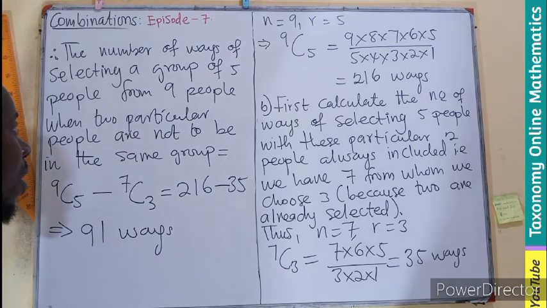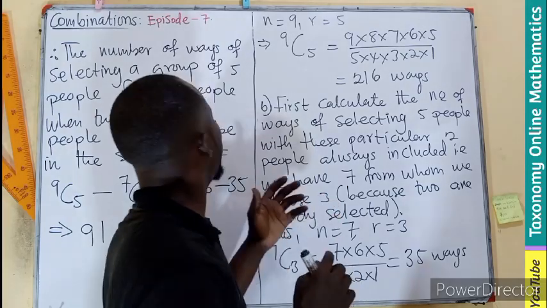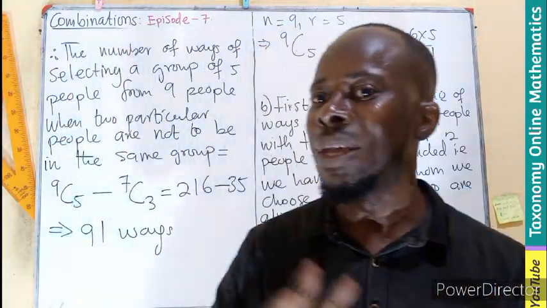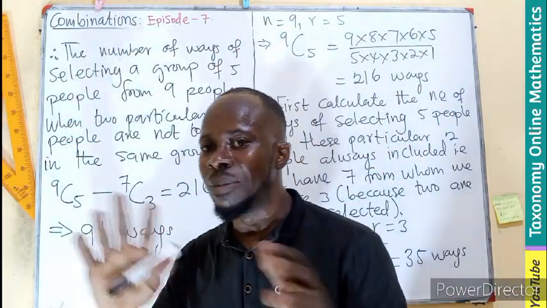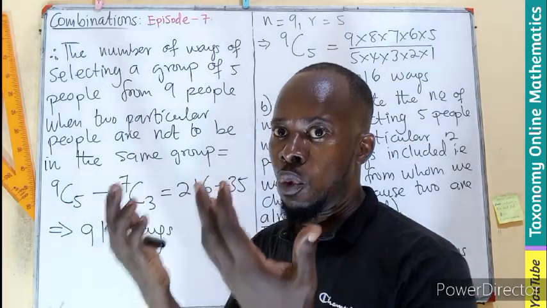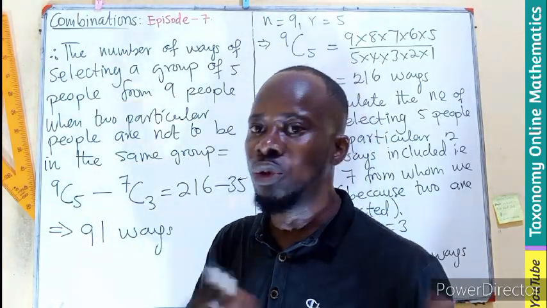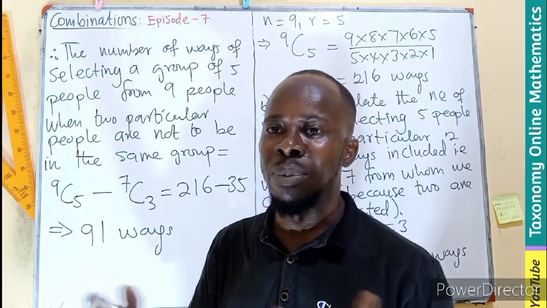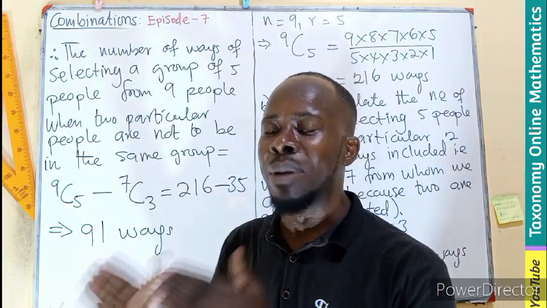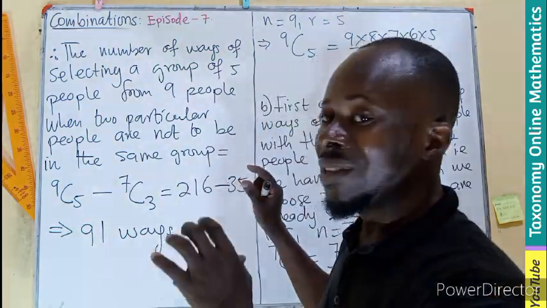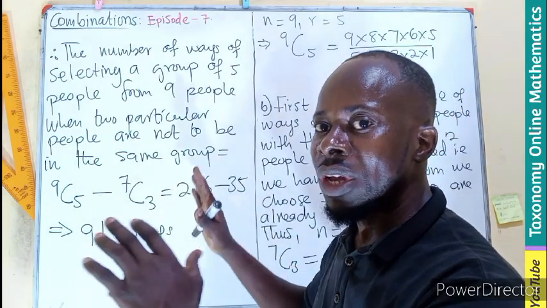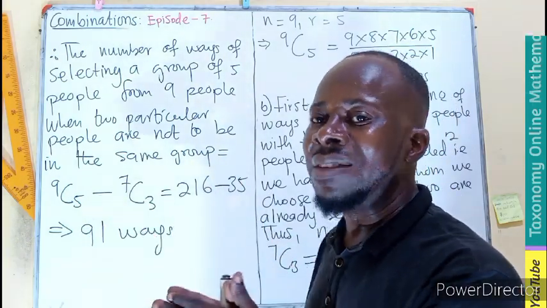Now, if you compare episode number 6 to this, it seems to be almost in the same direction. So if you've not watched episode 6, you can check back on YouTube under the playlist combination and permutation. You can see that there is a little similarity between that episode and this episode.